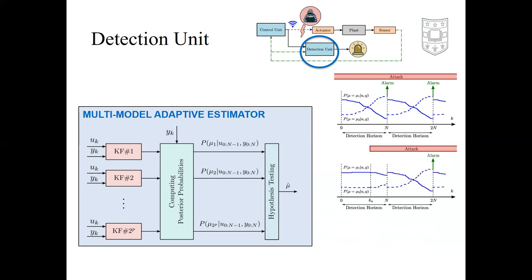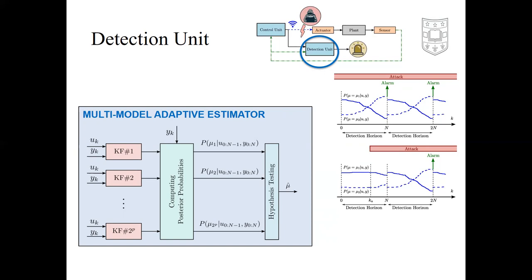Now, assume that the attack occurs in the middle of the detection horizon. Since we will have another detection horizon after the first detection horizon, probably we won't be able to detect the attack at the end of the first detection horizon, but we will be able to identify the actual mode of the system, or we will be able to detect the attack at the end of the second detection horizon.